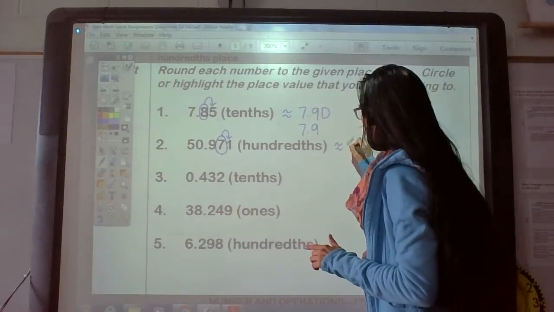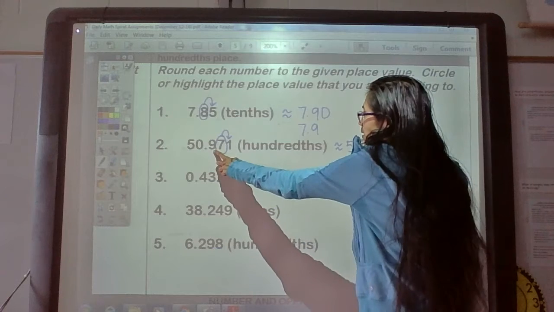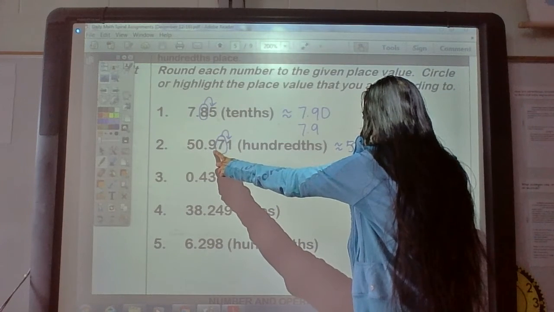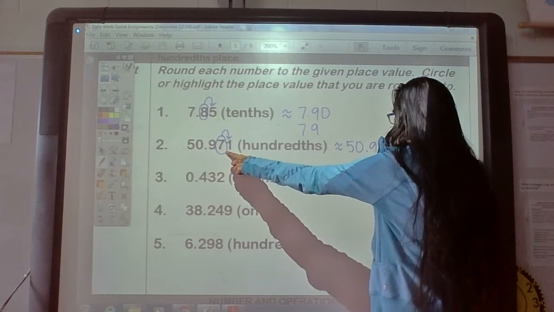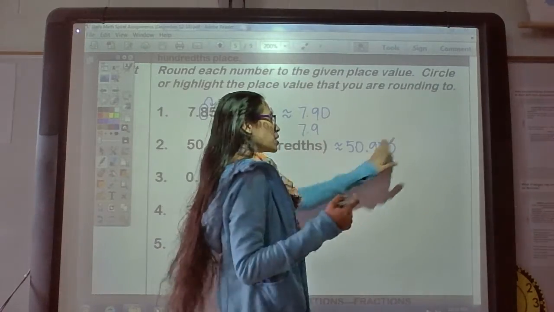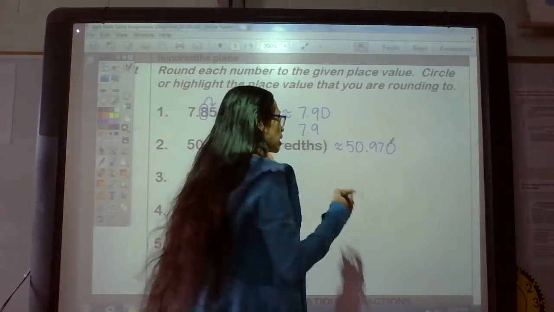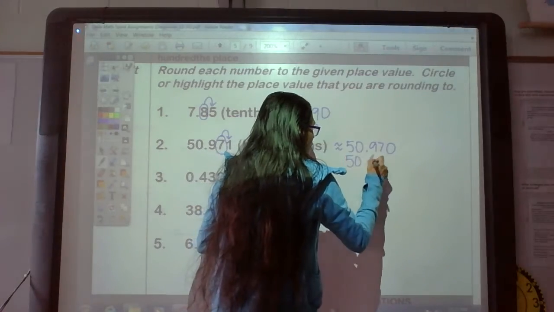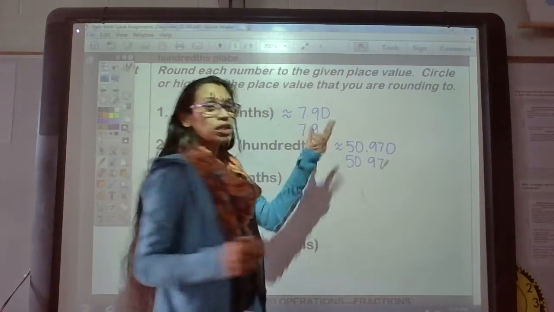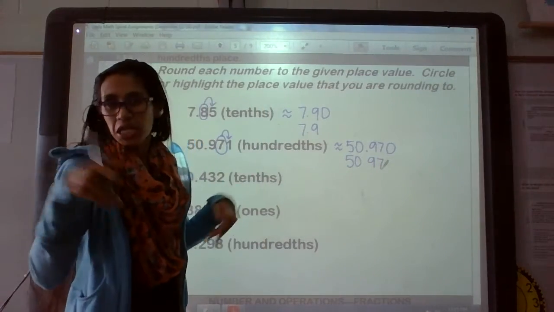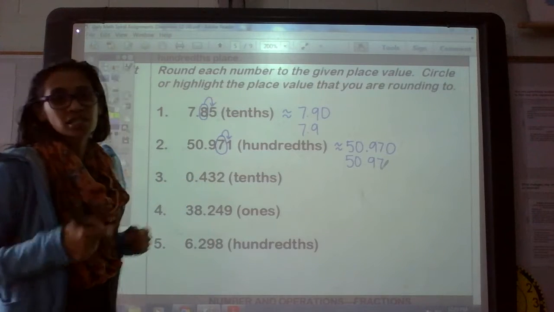We have 50. Everything else is the same. 50 and 97 hundredths. And then that 1 becomes a 0, which is the same thing as dropping that 0. And you are left with 50 and 97 hundredths. So either way, you can write one way or both ways. It doesn't matter.